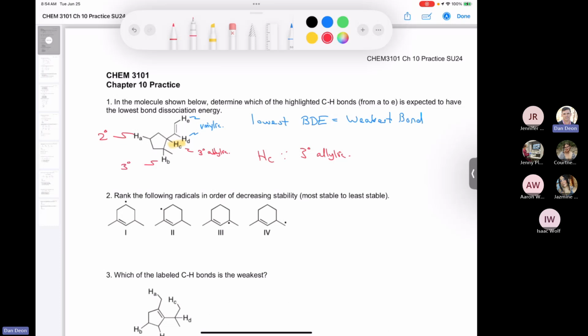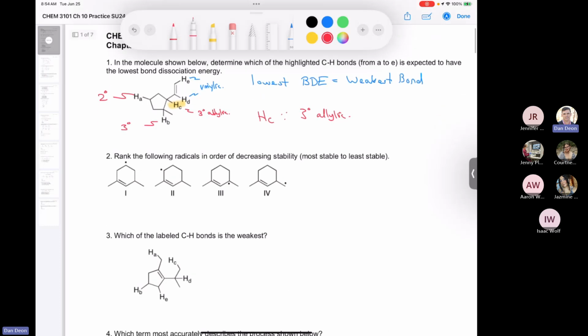All right. Next one says we'll go from most stable to least stable. So we'll put over here most stable radical. And then here we'll put least stable radical. All right, is there any of these? I was looking for a vinylic radical. They don't have any, so I guess that's off the table.